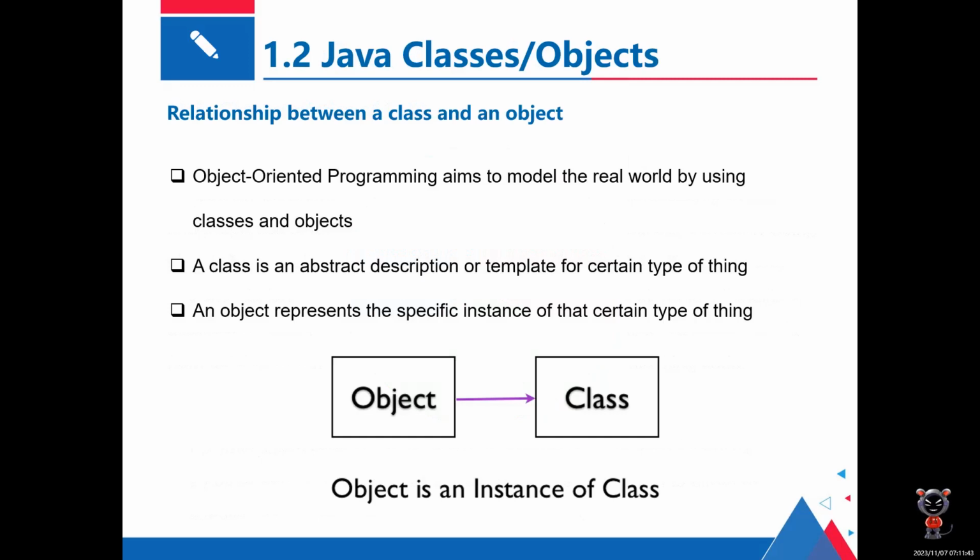So what is the relationship between a class and an object? Basically, an object is an instance of the class. Object-oriented programming aims to model the real world by using classes and objects. A class can be used as a template or an abstract description for a certain type of thing. And if you want to represent a specific instance of that type of thing, we can use it as an object.